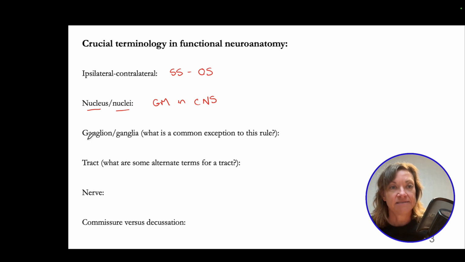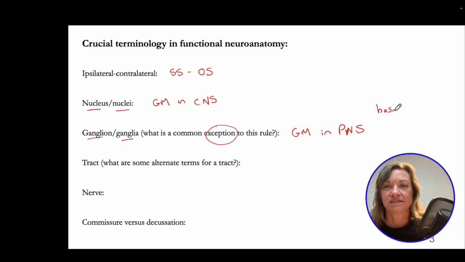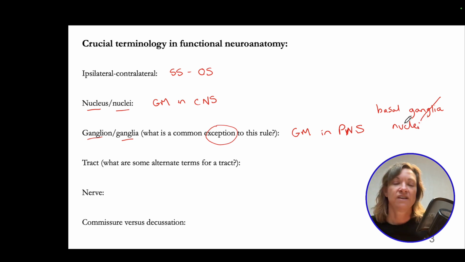And ganglion, by analogy, or ganglia, those are collections of gray matter in the PNS. And so I said here, what's the exception to this rule? We often use the term basal ganglia. That is actually incorrect in terms of anatomy. We should call them basal nuclei, right? Because of course they're in the CNS. So you'll still hear the term basal ganglia even in a textbook, but basal nuclei is the correct term. So that's the gray matter.